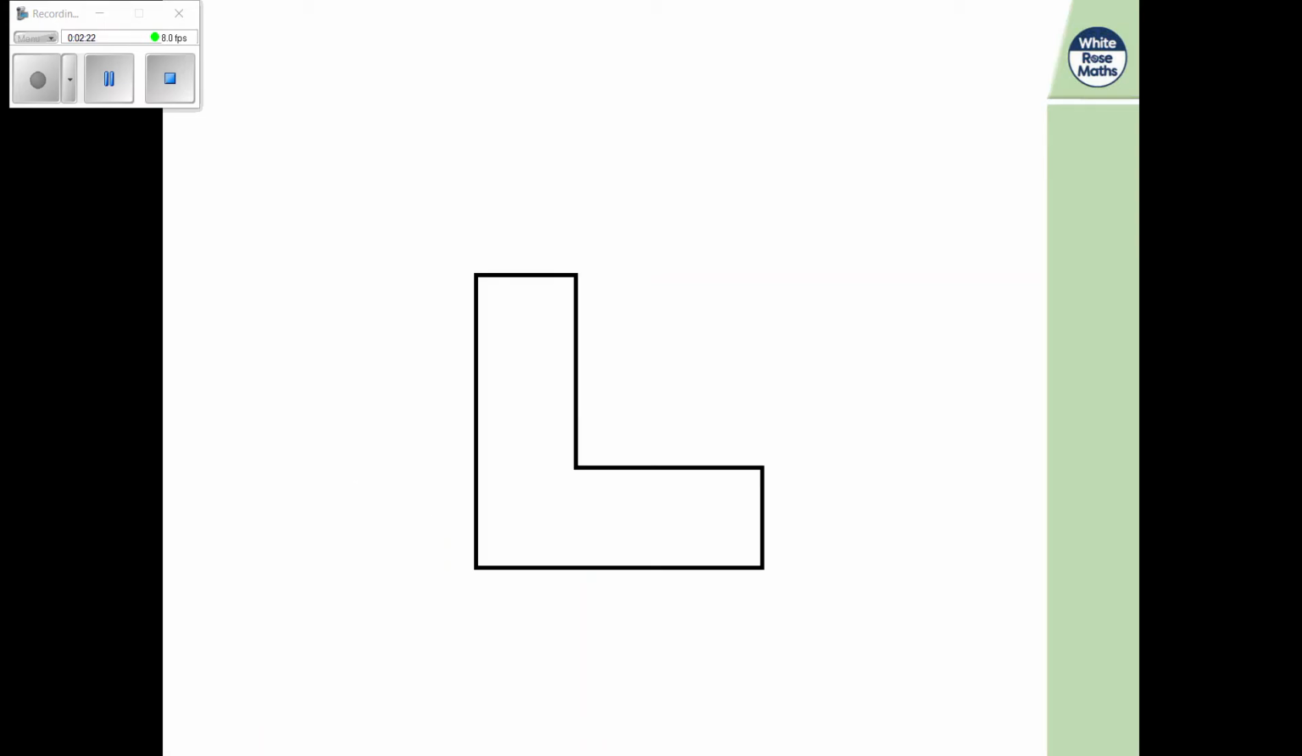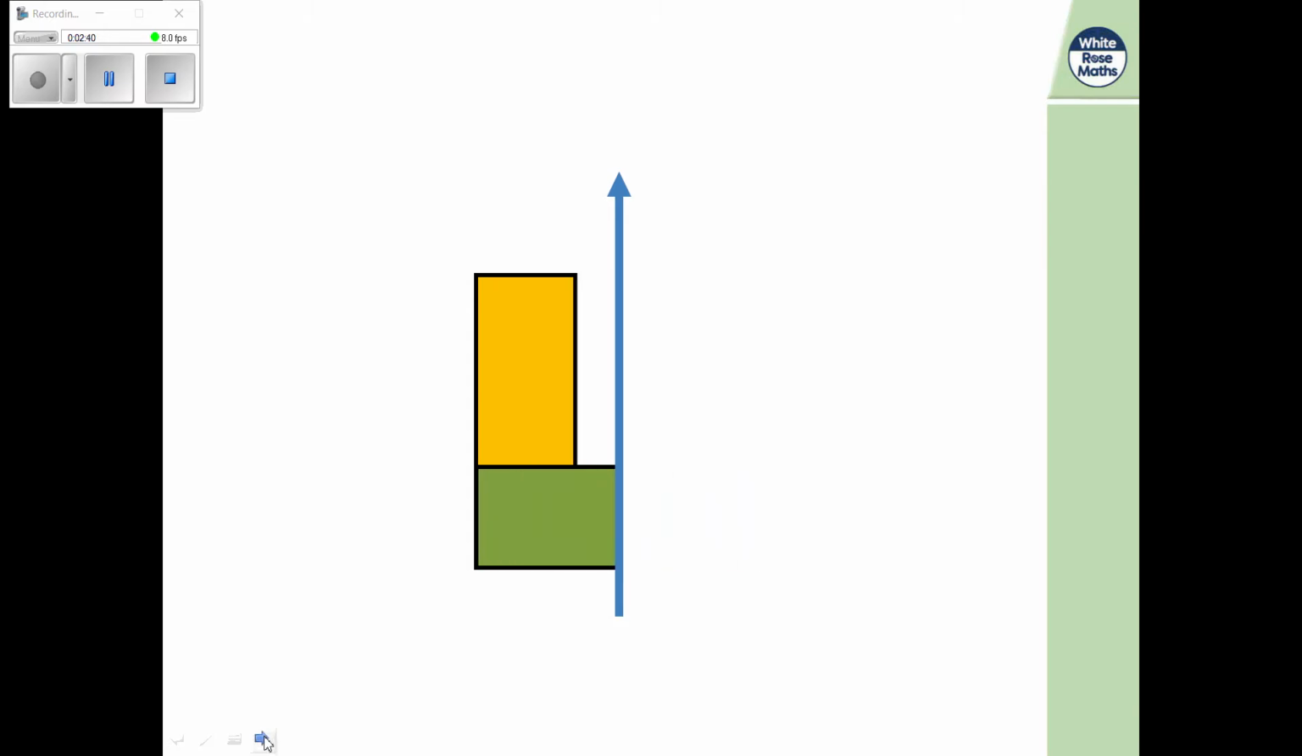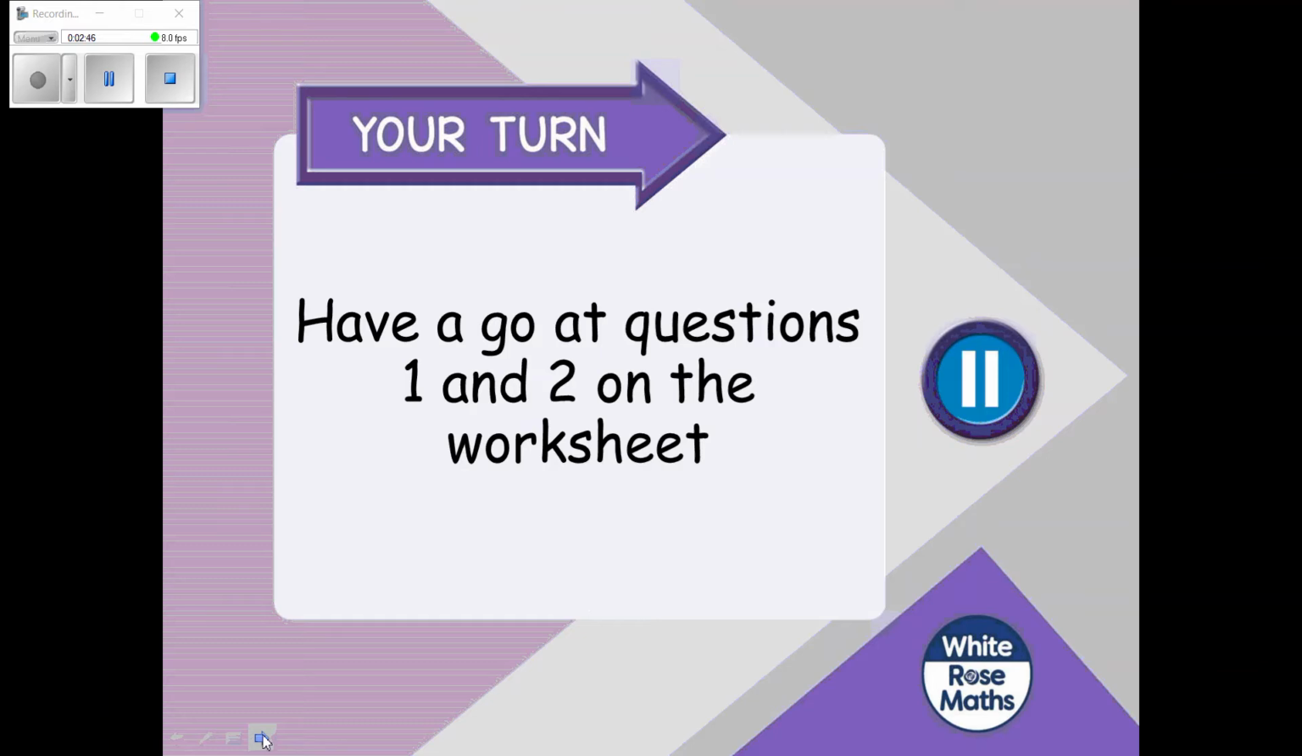Okay, we have an L shape here. And they've drawn their line of what they think is symmetry. Do you agree or disagree? Have a pause and have a little think. So let's move that along. Was that equal? No, we have a whole portion of the object left over, so that was not equal at all. So now we're going to have a little look at some questions which link to your worksheets today.